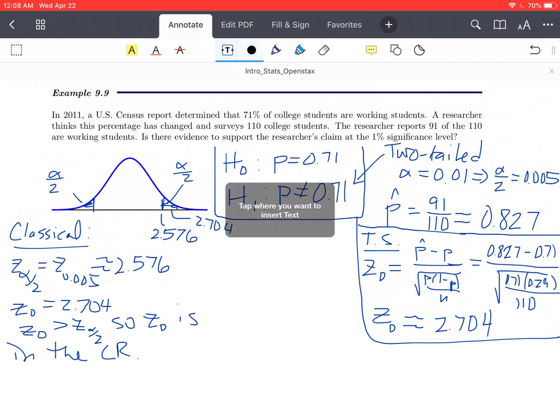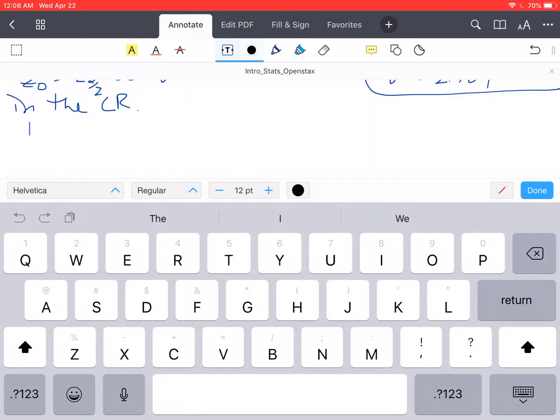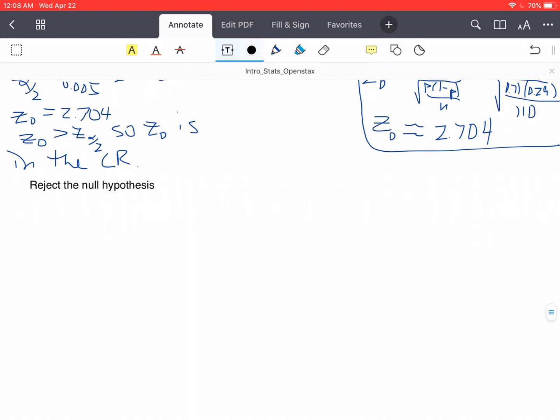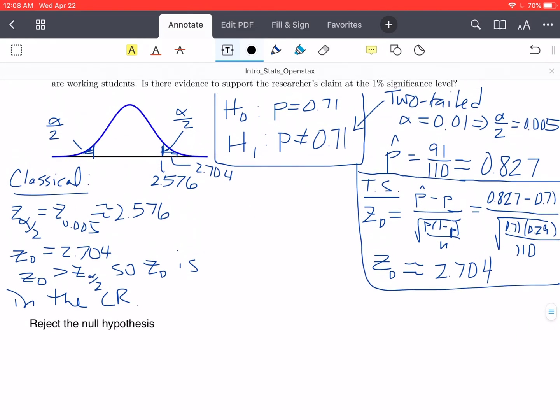So what does that tell us? If it's in the critical region, right, that means it's more unusual to occur if the null is true. So we can reject the null hypothesis. So our classical approach told us that we can reject the null hypothesis.